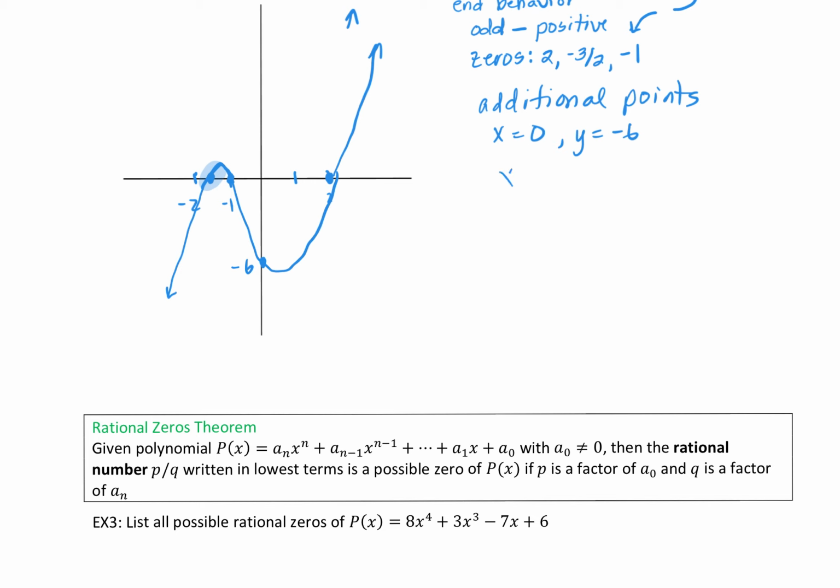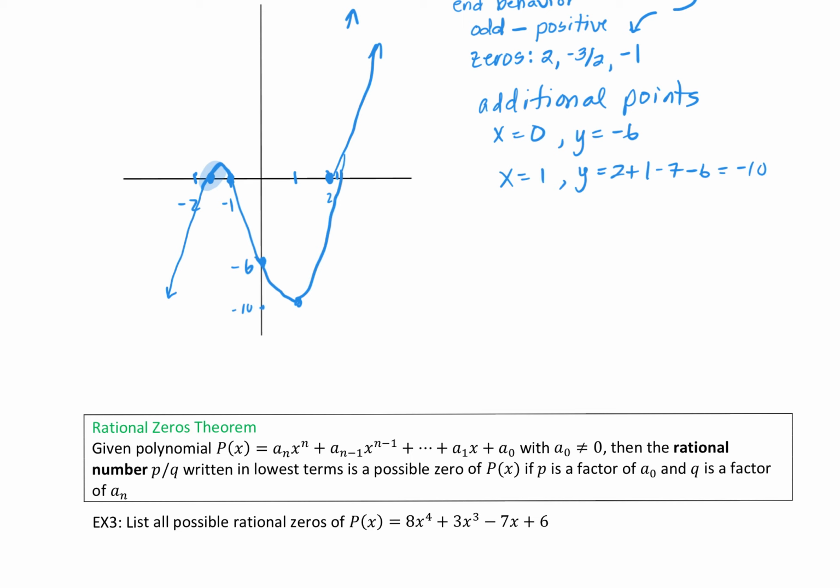Let's try 1. If x is equal to 1, then my y value is going to be 2 plus 1 minus 7 minus 6. I think that is going to be -10. So maybe this will be a -10. And I could see that this graph is going to come down a little bit more. My sketch is going to be a little bit different now. I've got to go down and then come up.